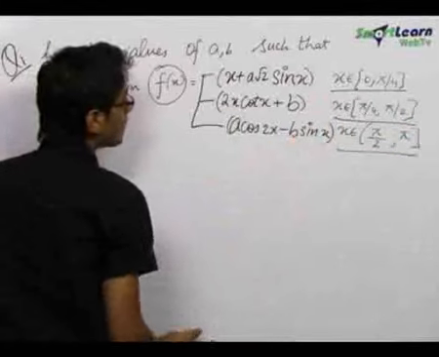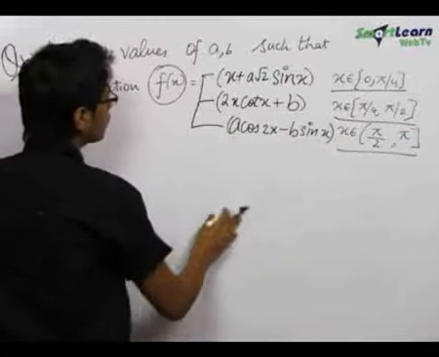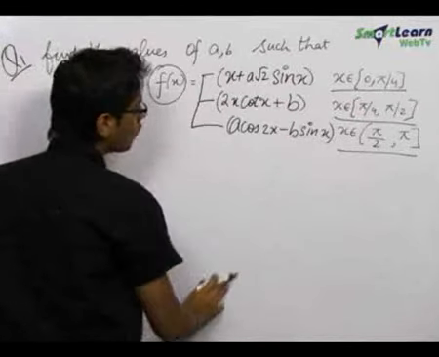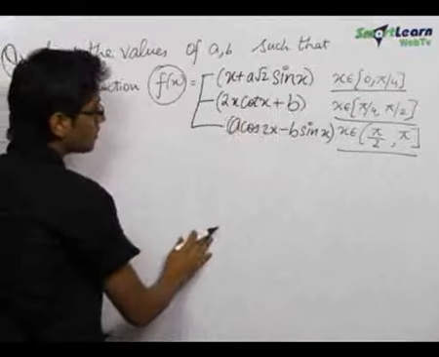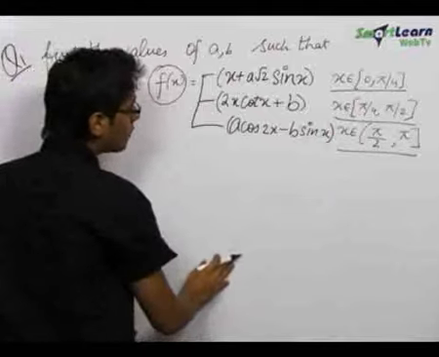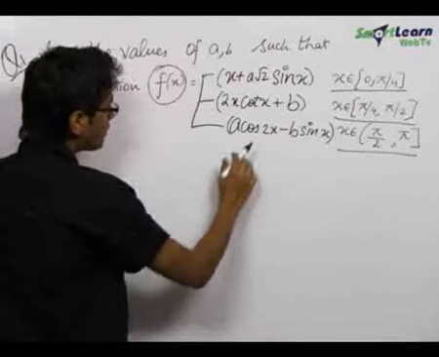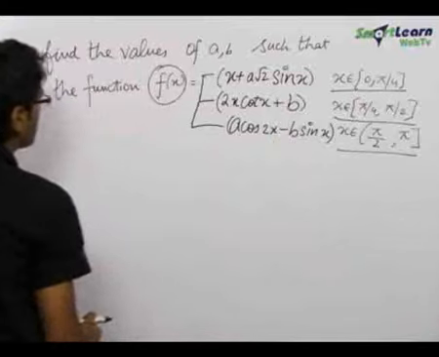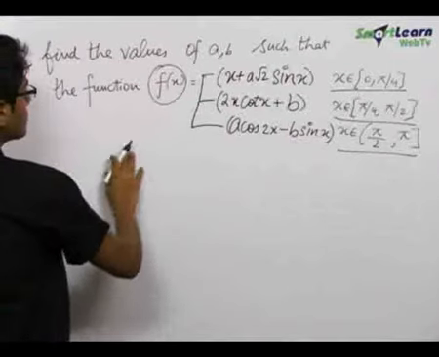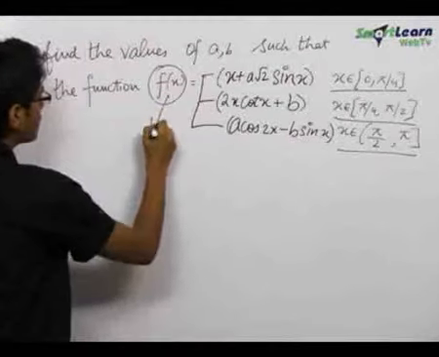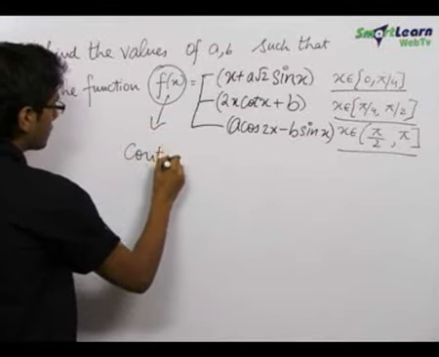For x belonging to 0 to pi by 4, we have x plus a root 2 sin x. For x belonging to pi by 4 to pi by 2, we have 2x cot x plus b. And for x belonging to pi by 2 to pi, f(x) is defined as a cos 2x minus b sin x. And we need to find the values of a and b such that this function is continuous.